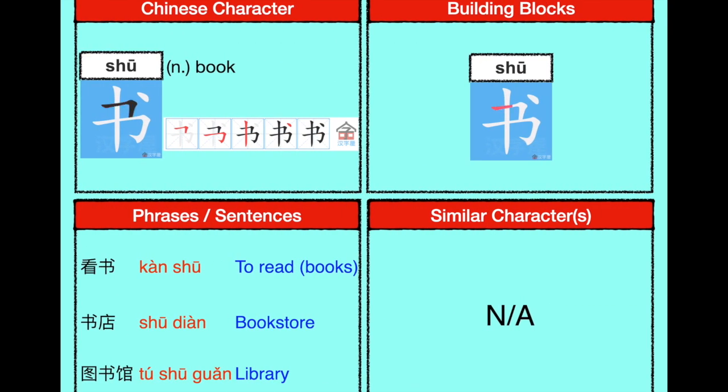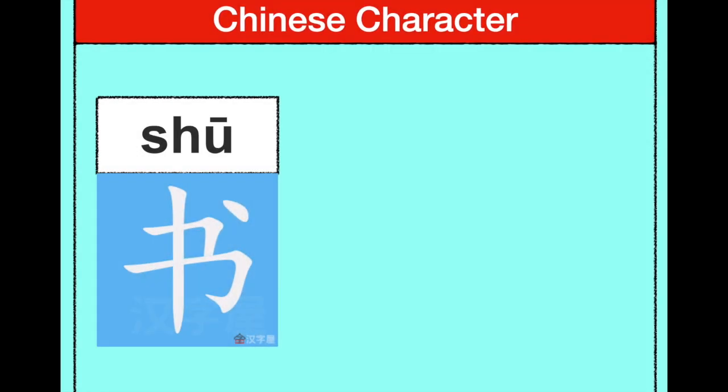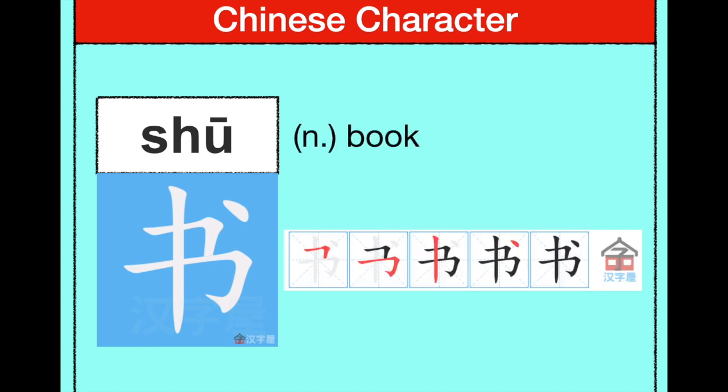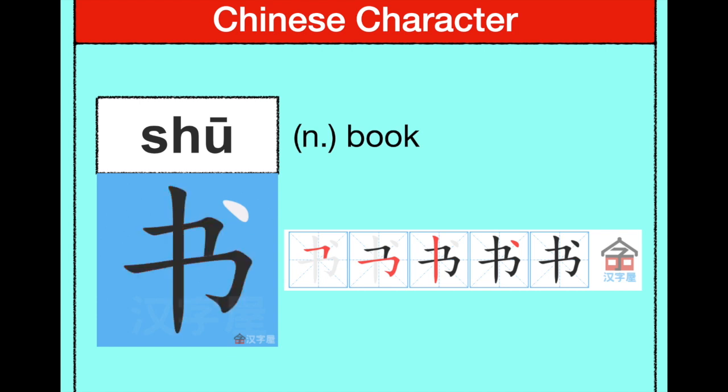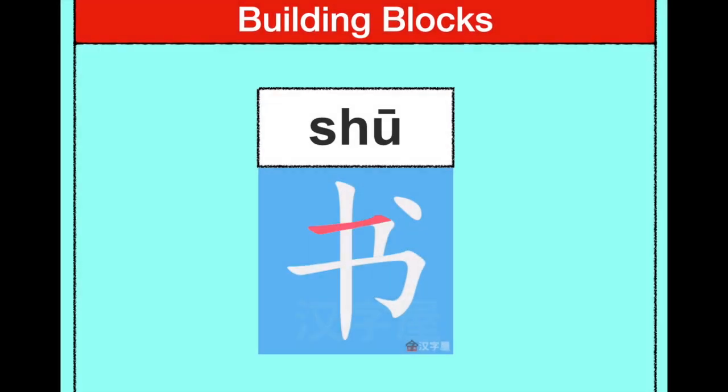Now let's look at the second word, 书. 书 is a noun, means book. Now let's look at the stroke orders. 横折横折钩竖点. There's only one part of 书.